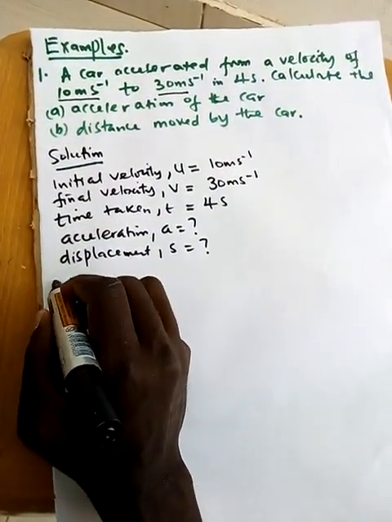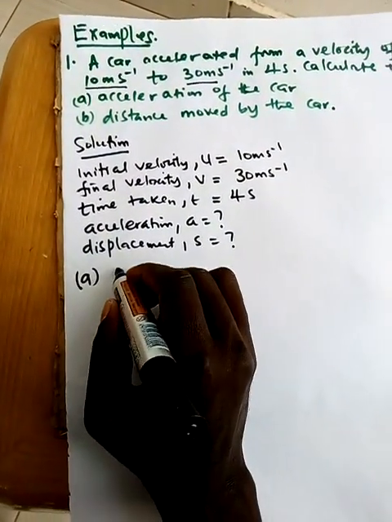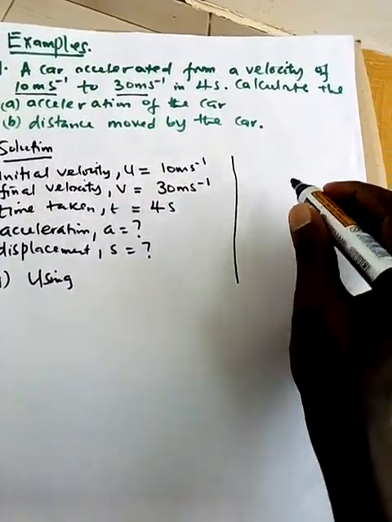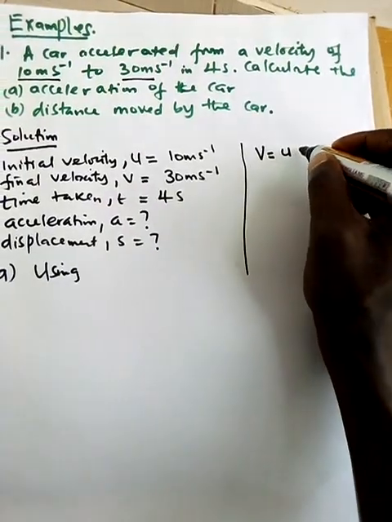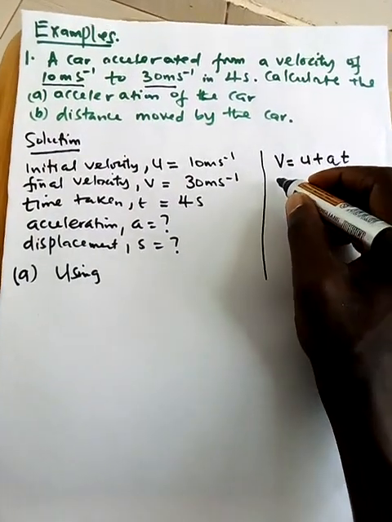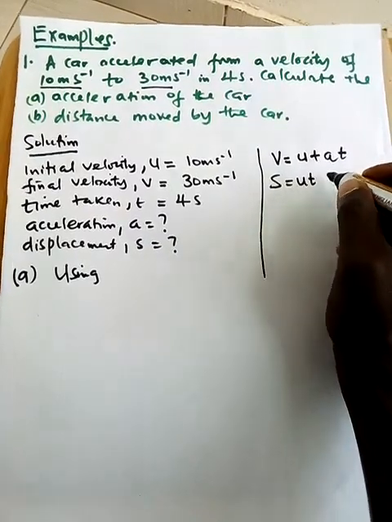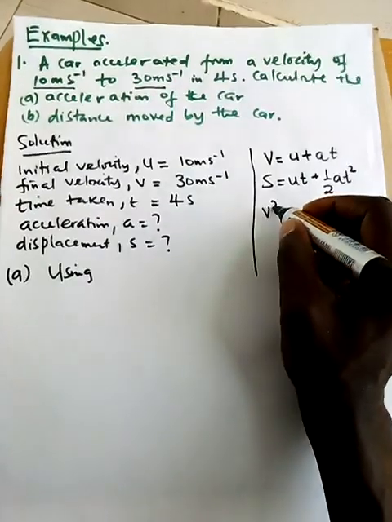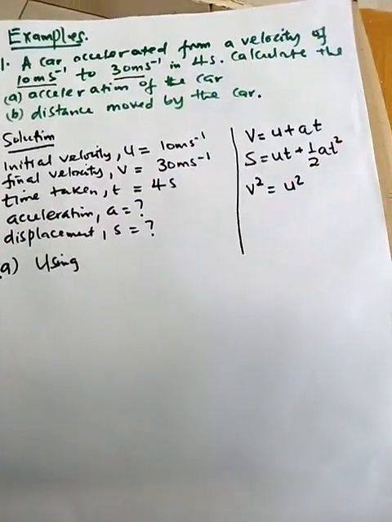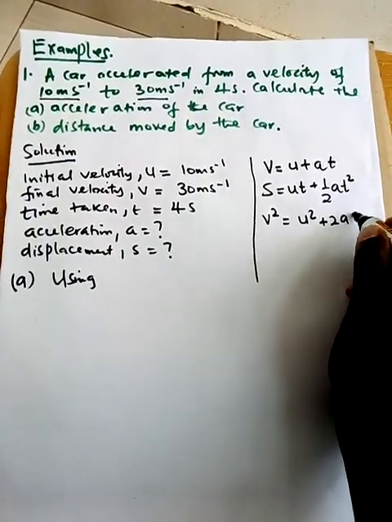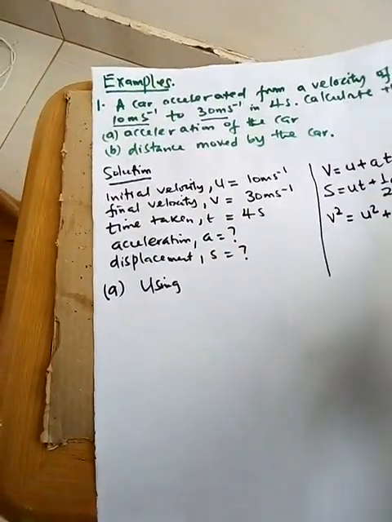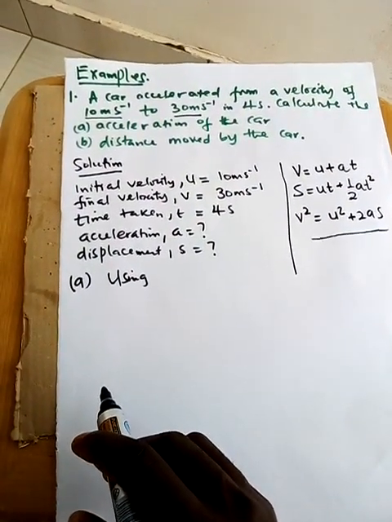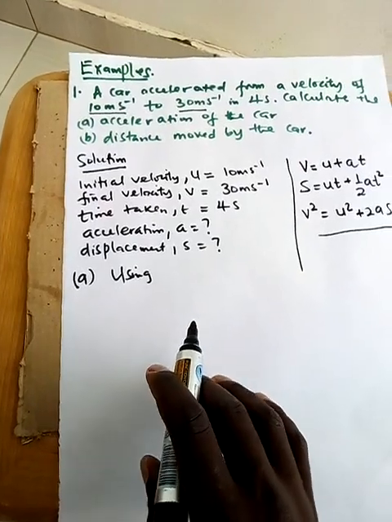In our part A, they wanted us to get acceleration, so I'll say that, by the aside, you can put these equations of motion that you remember. V is equal to U plus AT. You also have S is equal to UT plus a half AT squared. Then you have V squared is equal to U squared plus 2AS. Now, when you look at these equations of motion properly, you can know which equation you're going to use to determine the acceleration of this body.